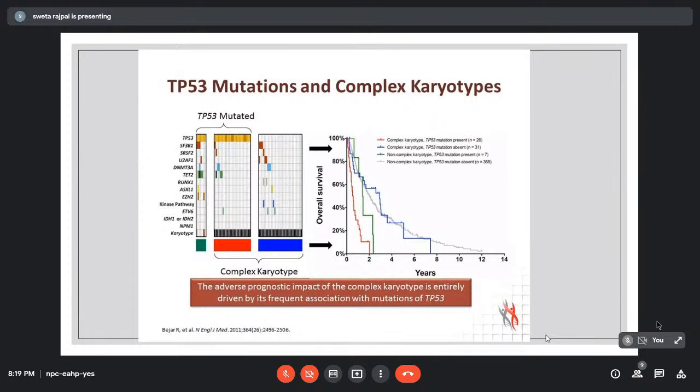In this study, what they have done is they have compared the TP53 mutation in complex karyotypes. As such, complex karyotype is also a poor prognostic factor. So when a patient is having a TP53 mutation along with complex karyotype, they will have a very poor prognosis. In this figure, we can see in the graph that wherever a patient is having TP53 mutation along with complex karyotype, they have very poor prognosis when compared to patients without TP53 mutation. The complex karyotypes can do better, and they can reach up to the intermediate stage of IPSS.